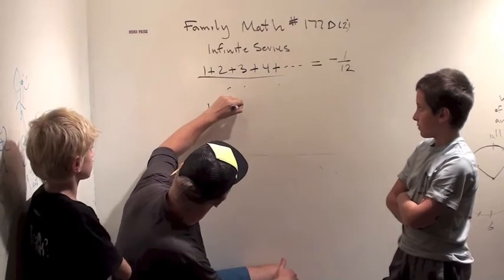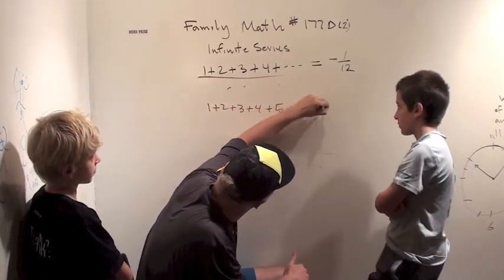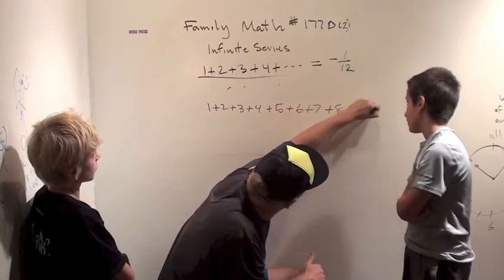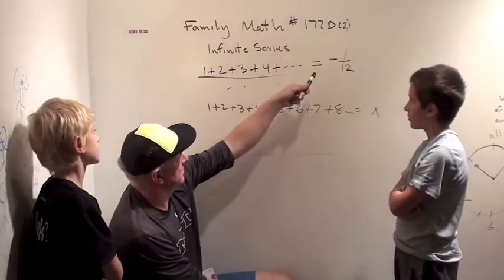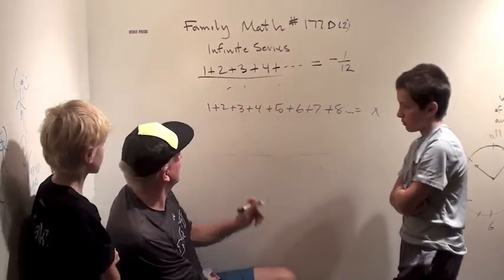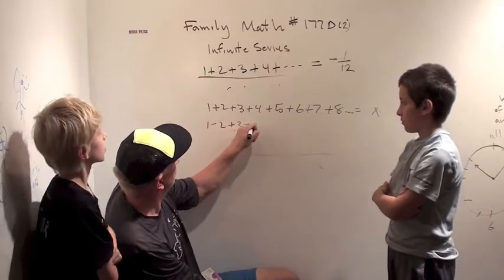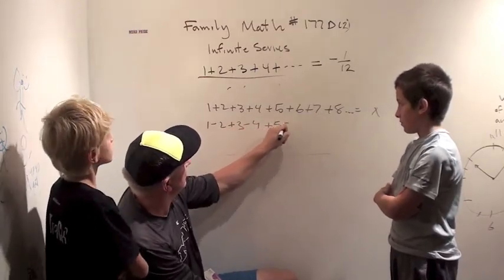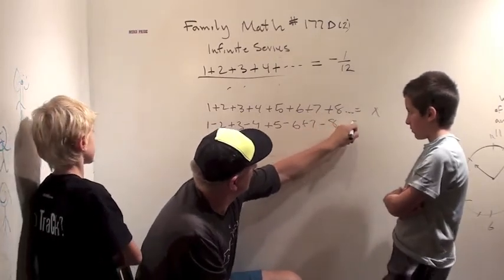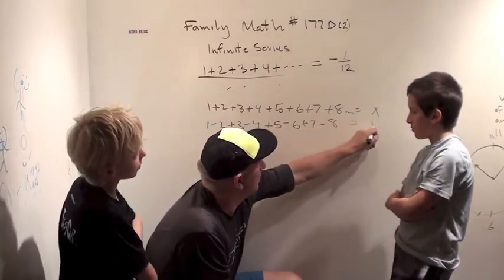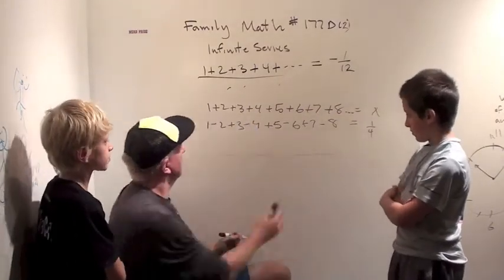1 plus 2 plus 3 plus 4 plus 5 plus 6 plus 7 plus 8 dot dot dot equals x. I mean, that's the series we're trying to figure out. Let's look at our other series: 1 minus 2 plus 3 minus 4 plus 5 minus 6 plus 7 minus 8. We know this was 1/4. Now let's subtract.